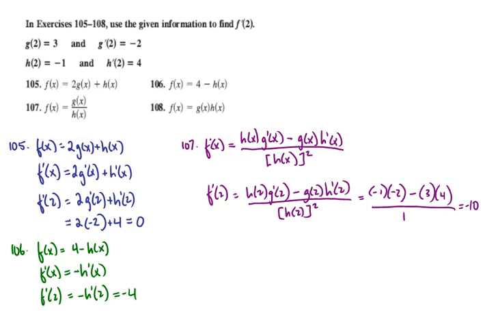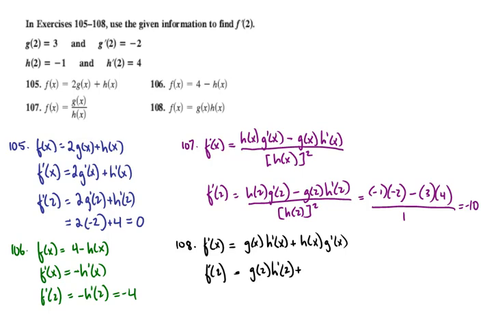In 108, we have a product. f of x is g(x) times h(x), so the derivative f'(x) would be 1 d2, so g(x) h'(x), plus 2 d1, h(x) g'(x). And so f'(2) would just be g(2) h'(2), then h(2) g'(2). g(2) is 3, h'(2) is 4, h(2) is negative 1, and g'(2) is negative 2. So we end up with 12 plus 2, or 14.